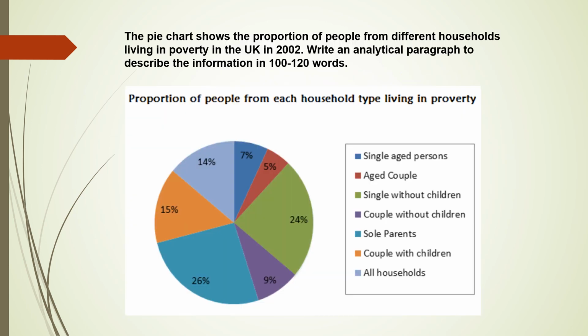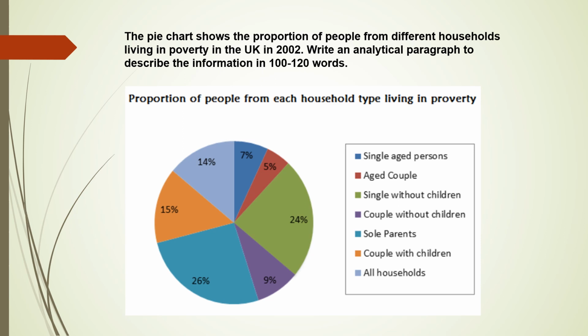Then we have a sample question here. In case a pie diagram like this is given, how are you going to write an analytical paragraph? The pie chart shows the proportion of people from different households living in poverty in the UK in 2002. Write an analytical paragraph to describe the information in 100 to 120 words. So basically the question is going to be like this.